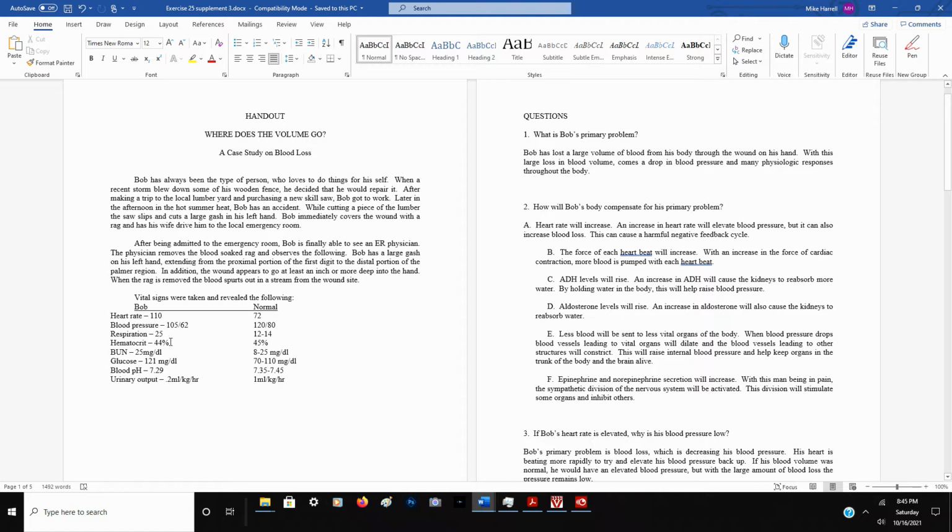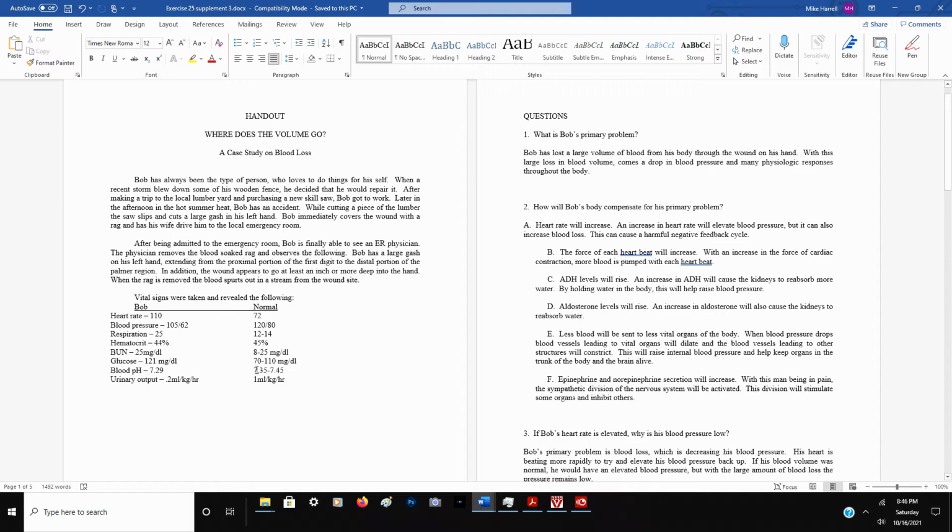His hematocrit, the percent that red blood cells make of his blood volume, is pretty normal right there. BUN, what's called blood urea nitrogen, is a measure of waste products in the blood. Look at this, it's definitely getting towards the upper end of what you want to see. Blood glucose levels are just a little elevated, nothing unusual there.